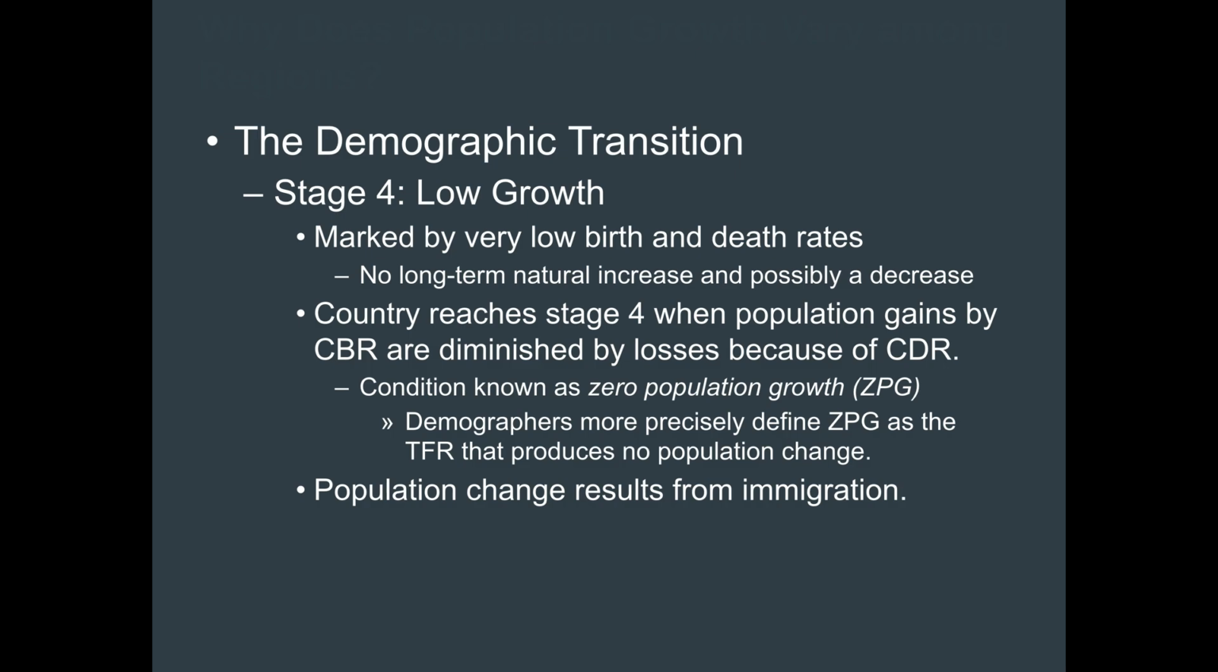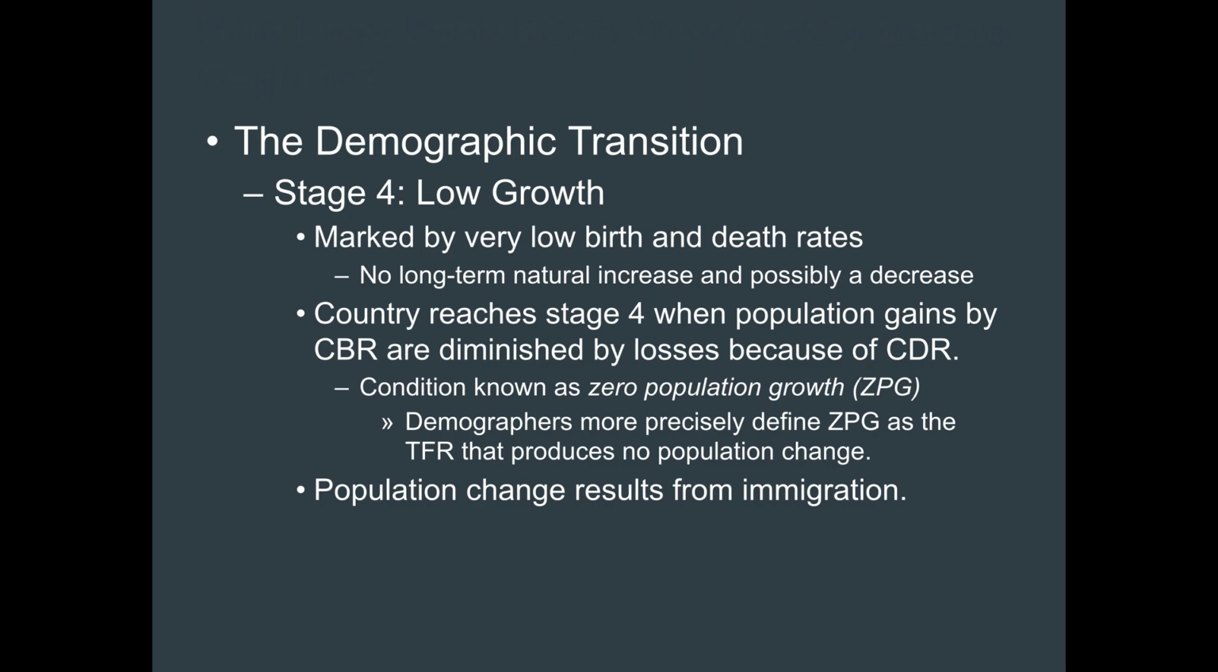Stage 4 is low growth or no growth, and it's a very low death rate, very low birth rate, almost reaching death rate. The population gains are very minimal, if any, and you can reach zero population growth when CDR and CBR actually meet. No population change is not something that is actually going to happen, although it is possible. Usually you go into the negative. And then population change results mostly from immigration. We see this in Europe and the United States greatly.